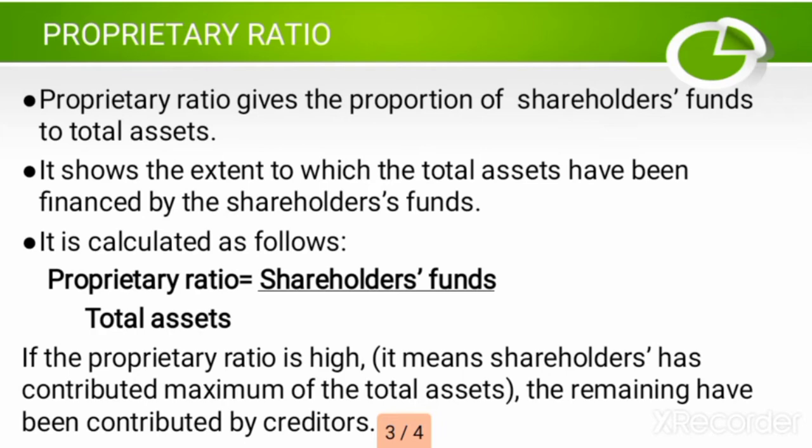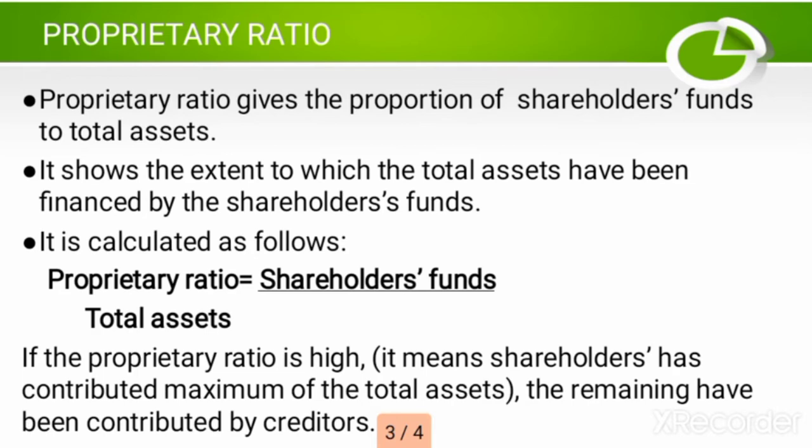business. For example, ABC Limited Company has shareholders' funds of rupees 3 lakhs and total assets of rupees 5 lakhs. Now apply the formula, that is shareholders' funds divided by total assets. Shareholders' funds, or proprietor's funds, divided by total assets. So the amount of shareholders' funds, 3 lakhs, divided by the total assets, 5 lakhs.